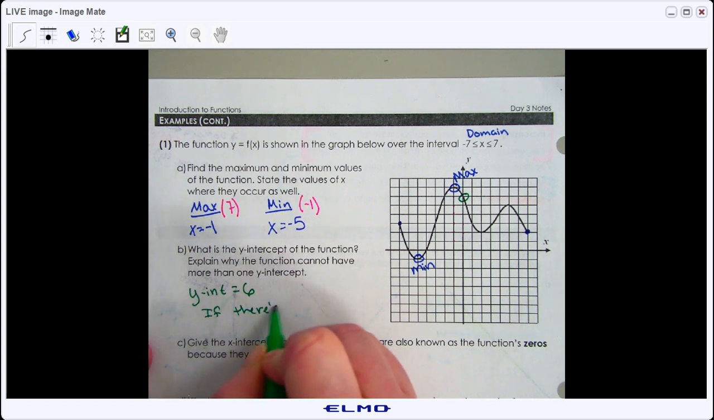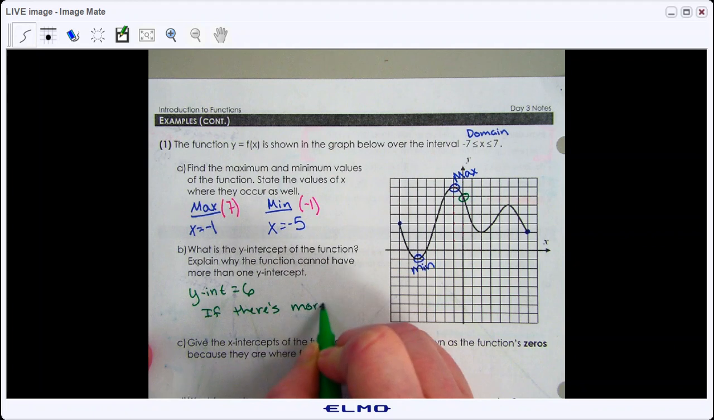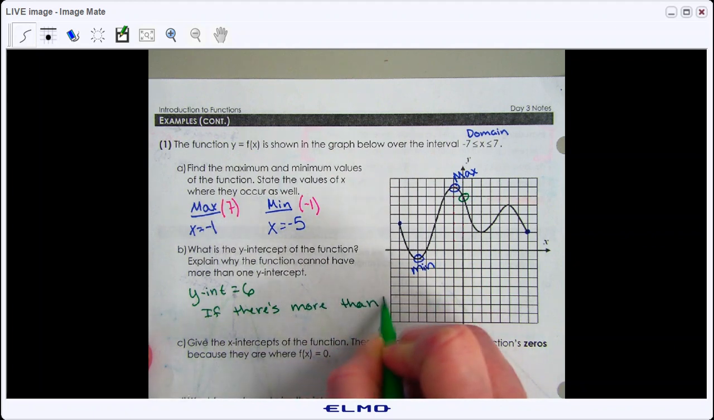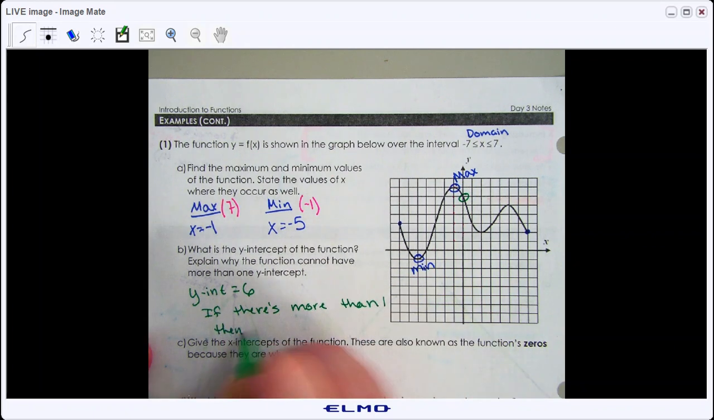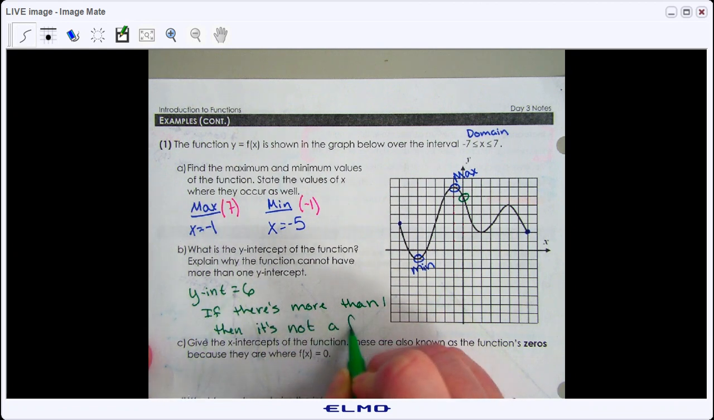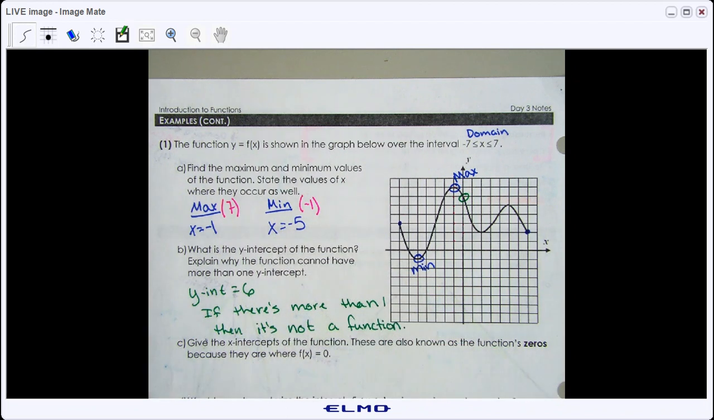If there's more than one, then it's not a function. It would fail the vertical line test if I had more than one there. Okay.